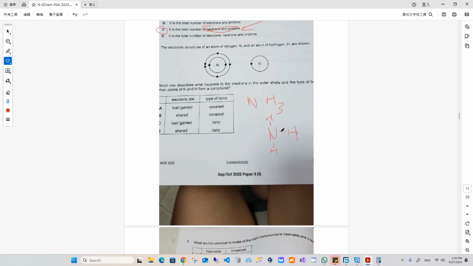Like that, N with H and H. Each one contributes one to share. So I have a lone pair here. So this is NH3, and this is the structure. Between them is the electron sharing, and the type of bond within this is covalent.